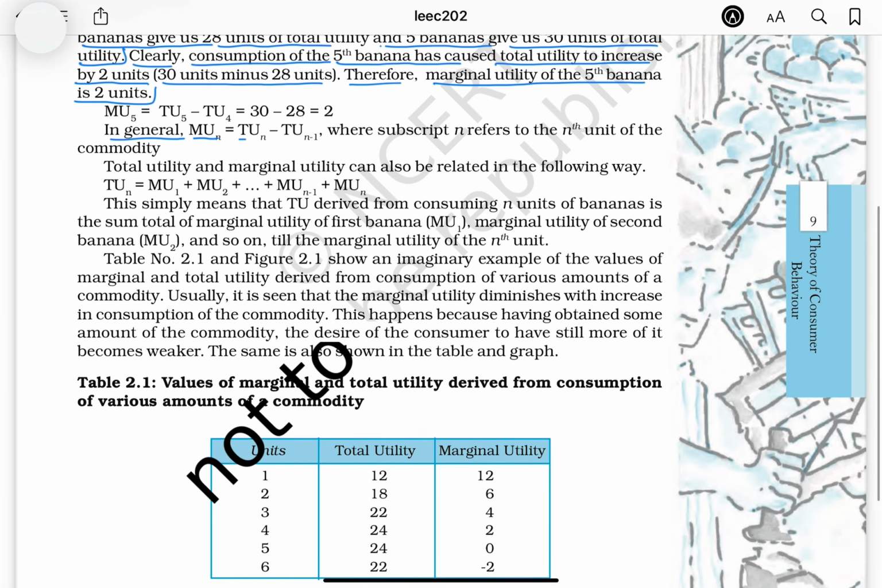In general, MU_n = TU_n minus TU_(n-1), where subscript n refers to the nth unit of the commodity.